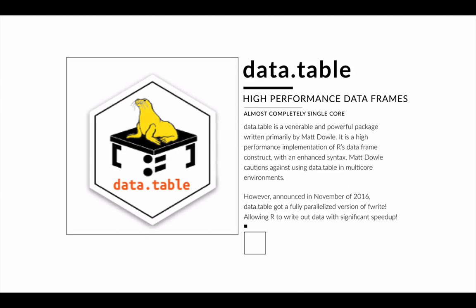What if you want to write out one CSV file as fast as possible? data.table is a venerable and powerful package written primarily by Matt Dowle. It is a high-performance implementation of R's data frame with an enhanced syntax. Even Matt Dowle himself cautions against using data.table in multicore environments. However, in November of 2016, data.table got a fully parallelized version of fwrite, its CSV writing function. It allows R to write out data with a significant speedup.